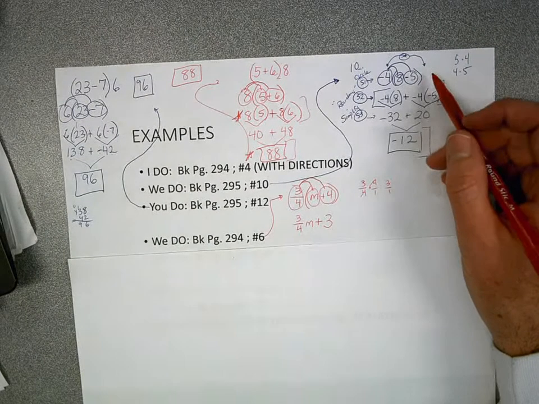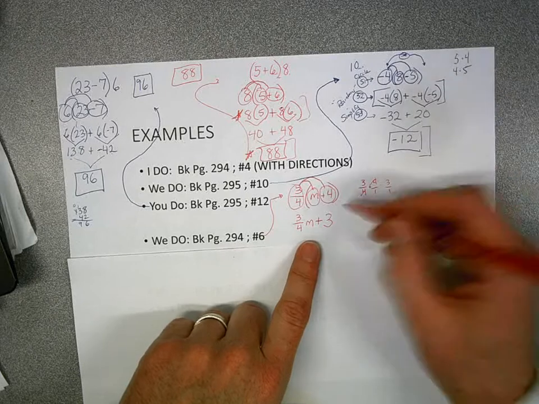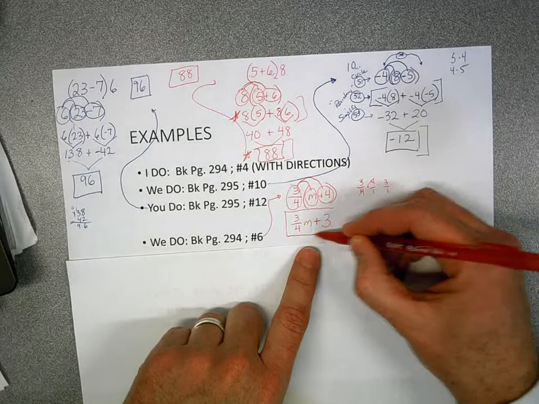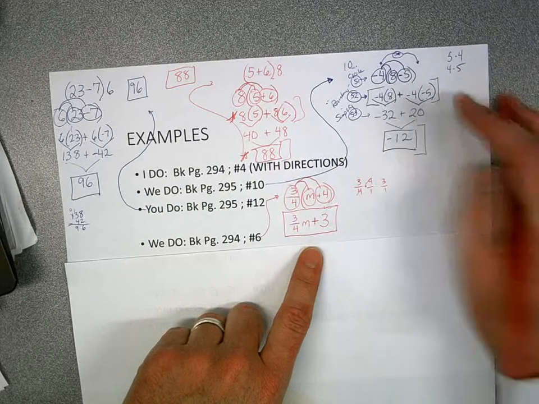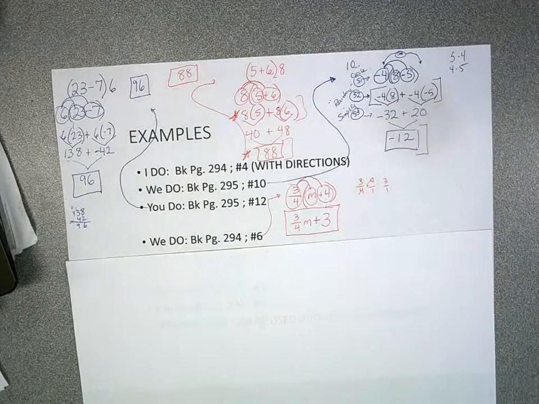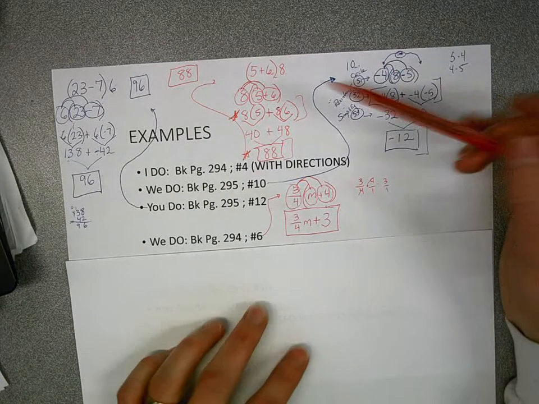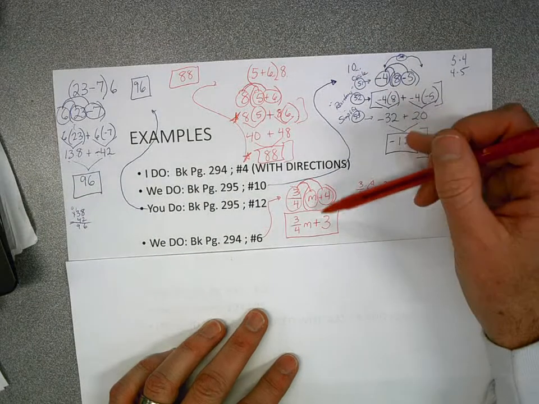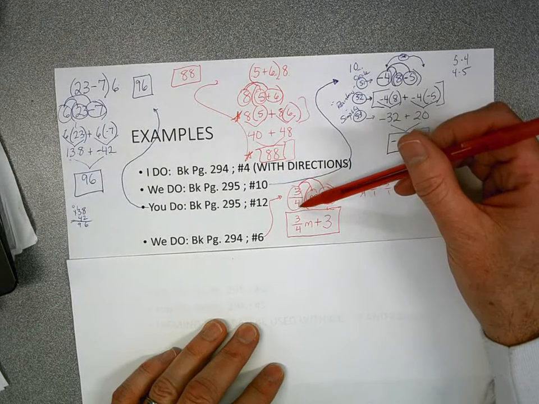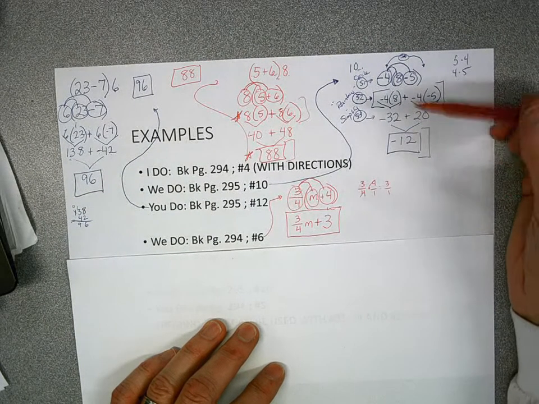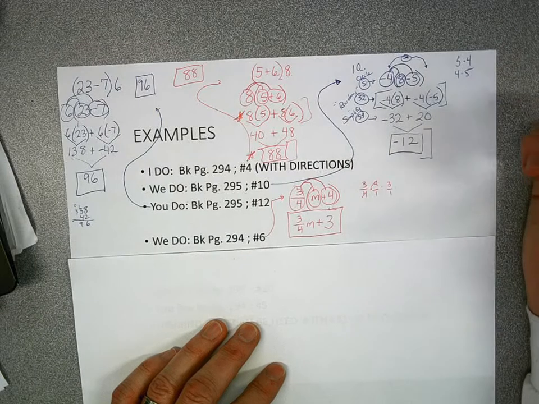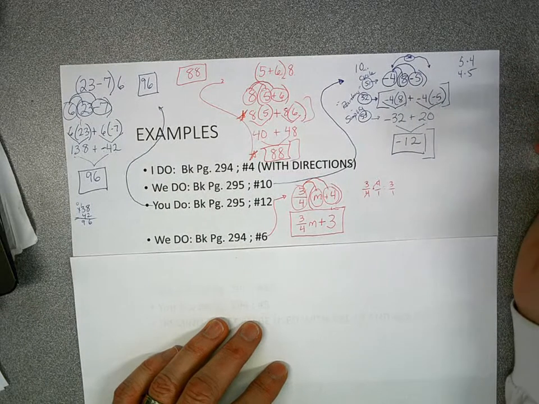Because of the m, we can't add those. Okay? So, that is our final answer. So a couple of differences here. One is we have a variable. Second thing is we have a fraction. But there's nothing there I did that you guys can't handle. The process is still the same.